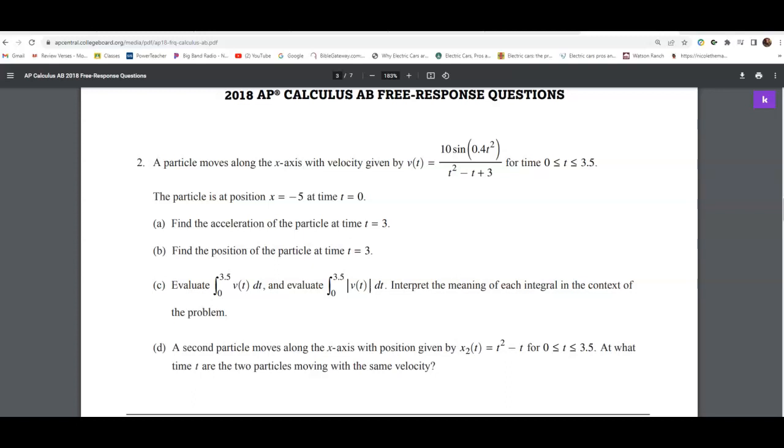All right, guys, so this is FRQ 2018, number 2. On this one, you can use a calculator, and we will be. They tell us that a particle is moving along the x-axis, and they give us a velocity function on this time interval.